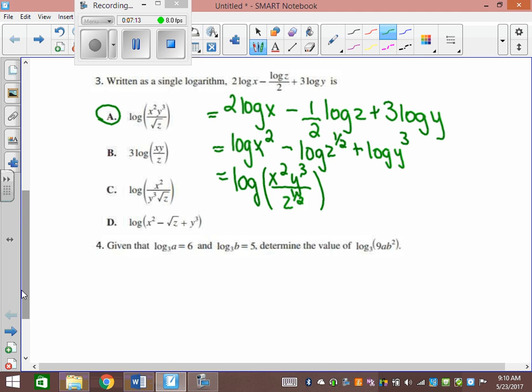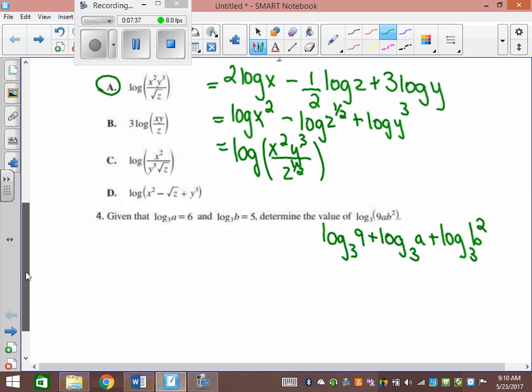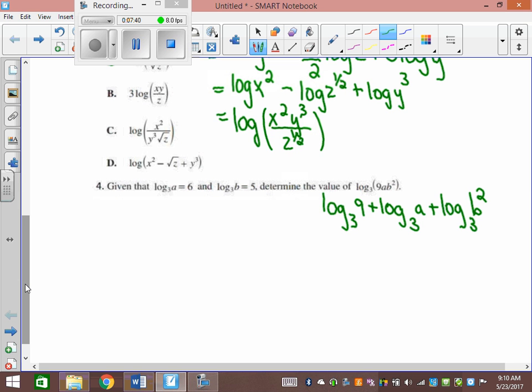You have to remember that everyone's really good at remembering to put plus and minus signs together as multiplication and division. Everyone's really terrible at remembering, hey, I can expand them. Okay? You have to remember that. So I can rewrite this as log base 3 of 9 plus log base 3 of a plus log base 3 of b squared. Now we have log base 3 of a equals 6. So this is actually equal to 6.